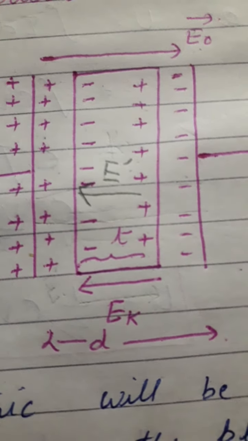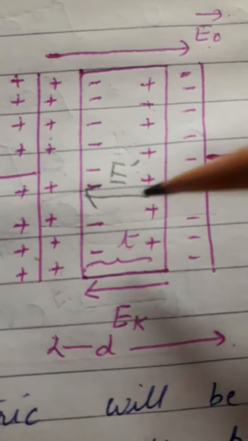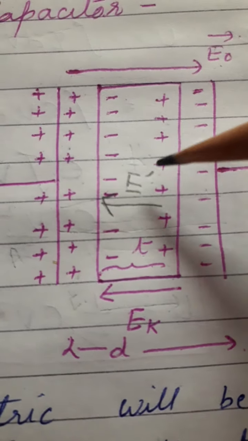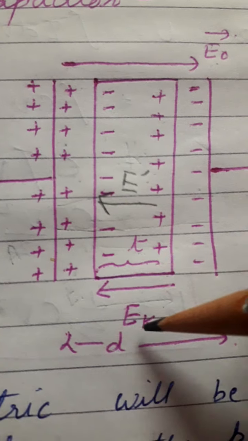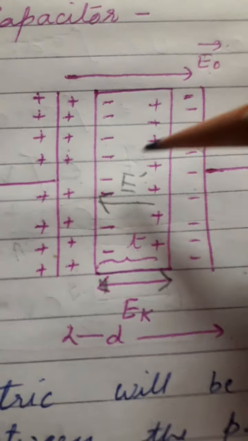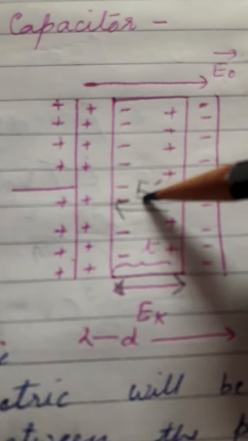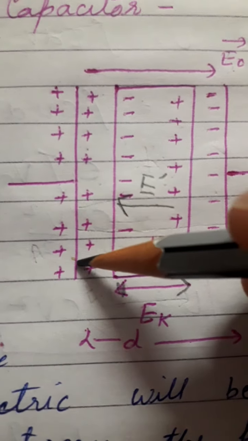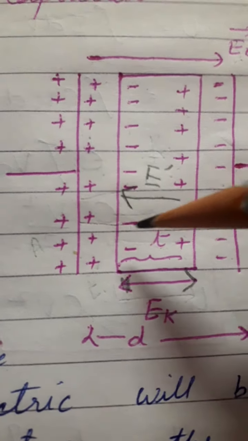Definitely due to induction, the charge is a bit smaller, so the net electric field will be E naught minus E dash, which will be represented as EK, and the direction will be the same as E naught, as E naught is greater than E dash. Now the distance between the plates is D, and suppose the thickness of the slab is T.